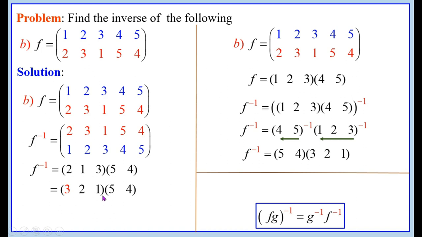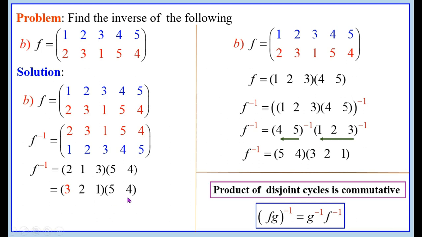Also, we know that these two cycles are disjoint cycles, because no element is common. We know that the product of disjoint cycles is commutative. The product of these two cycles can be written as (5, 4) times (3, 2, 1). Look at this now. This is f inverse, this is f inverse. Both are the same. Therefore, we can write the inverse in terms of the permutation alone, or convert the permutation into cycles, then express it in terms of a product of cycles.